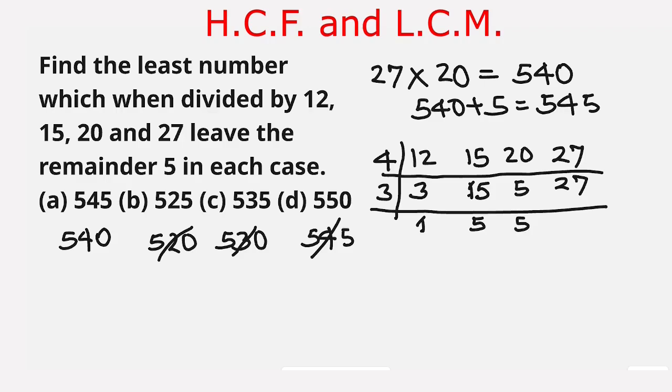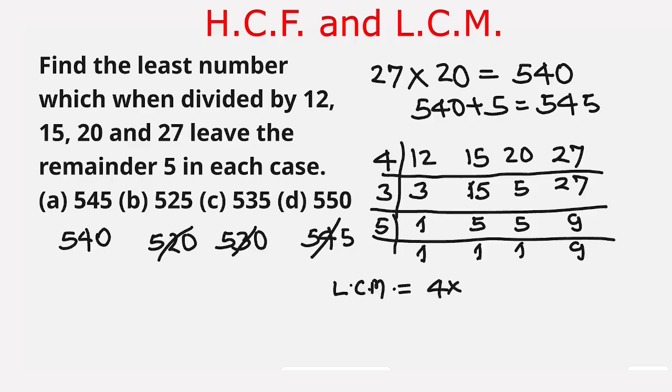3 divides 27 9 times. Now we divide these numbers by 5. We write 1 as it is. 5 divides 5 one time. 5 divides 5 one time. And we write 9 as it is. Now our LCM is 4 multiplied by 3 multiplied by 5 multiplied by 9. 9 times 3 is 27 and 5 times 4 is 20. 27 multiplied by 20 is 540.